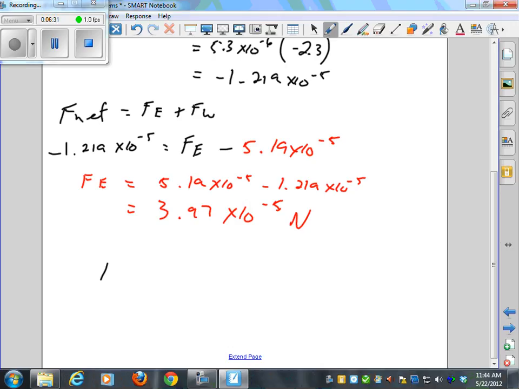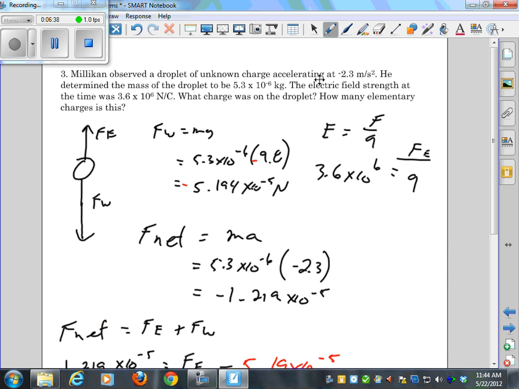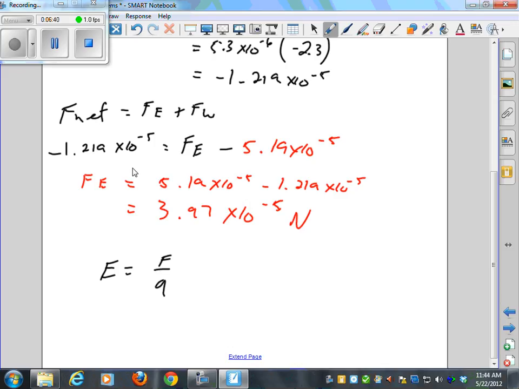Here's where I'm going to go. E equals F over Q. It's long. 3.6 times 10 to the 6. Yeah, I agree. 3.97 times 10 to the minus 5 all over Q.